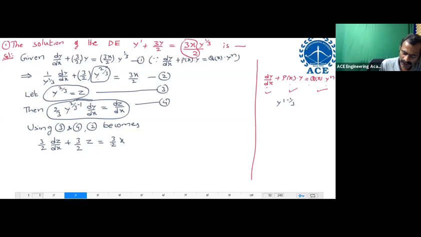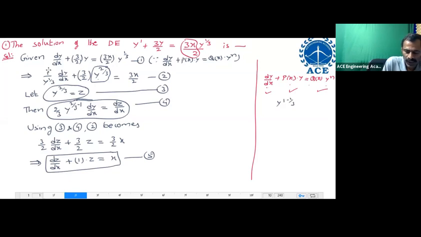In every term on both sides, we have common term 3 by 2 constant. We eliminate this. After elimination of this, the equation becomes dz by dx plus 1 into z equal to x. So this is 5. This is the linear differential equation in variable z only. The given nonlinear is reduced to like this. We can convert the nonlinear to linear like this only.